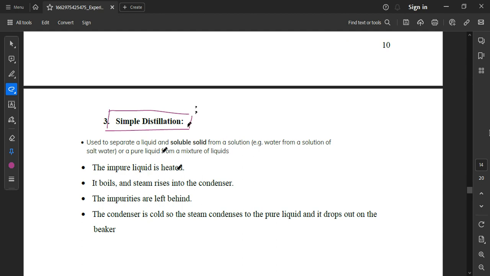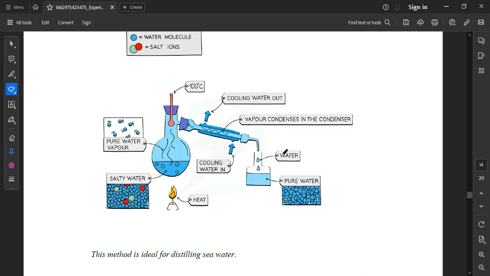The impure liquid is heated. It boils and steam rises into the condenser. Impurities are left behind. The condenser is cold, so the steam condenses to the pure liquid and it drops out of the beaker, into the beaker.